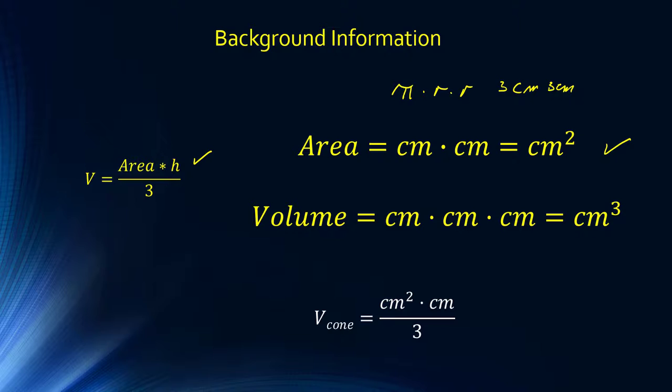Likewise, the volume is length cubed, and if we're using centimeters, we'd have centimeters times centimeters times centimeters equals centimeters cubed. And in general, we get something that looks like this. The volume of a cone is going to be the area of the base times the height, the quantity divided by 3.